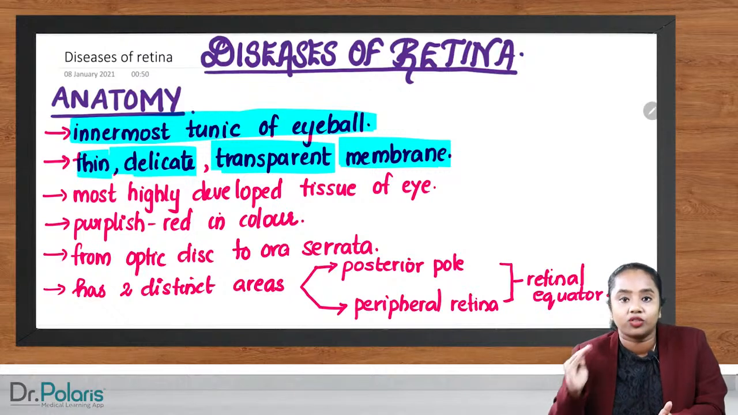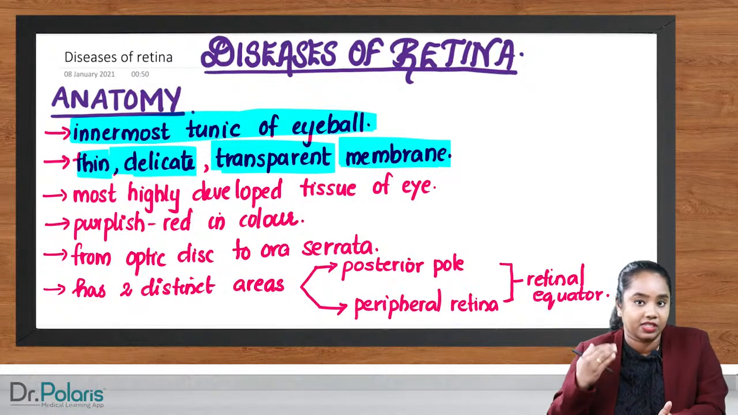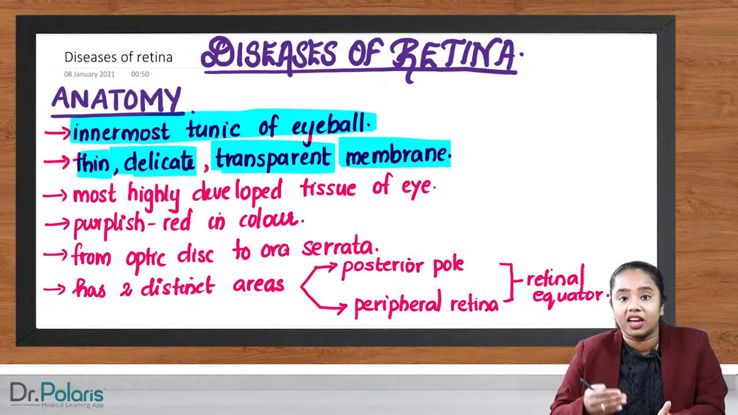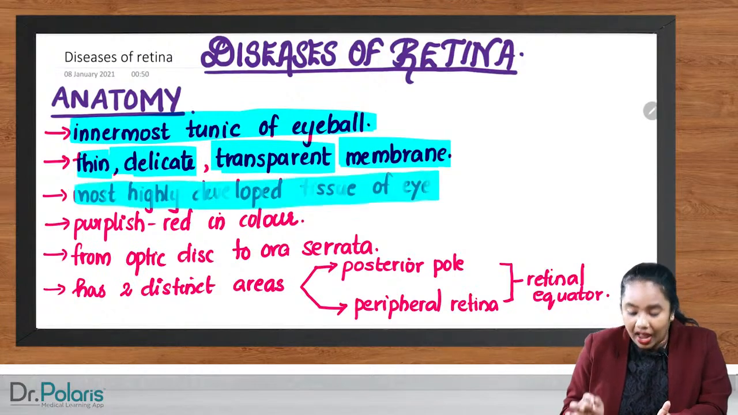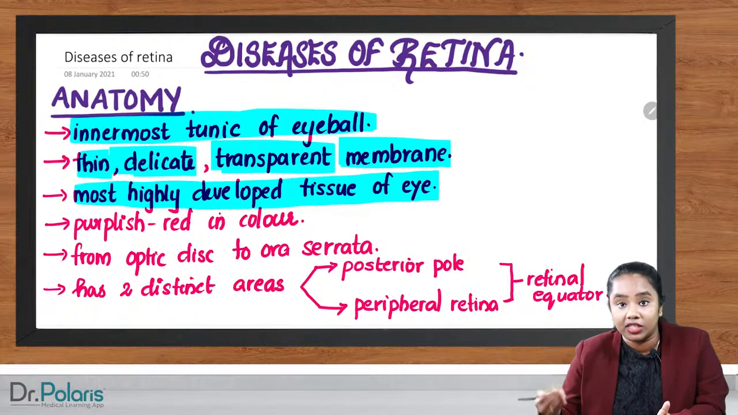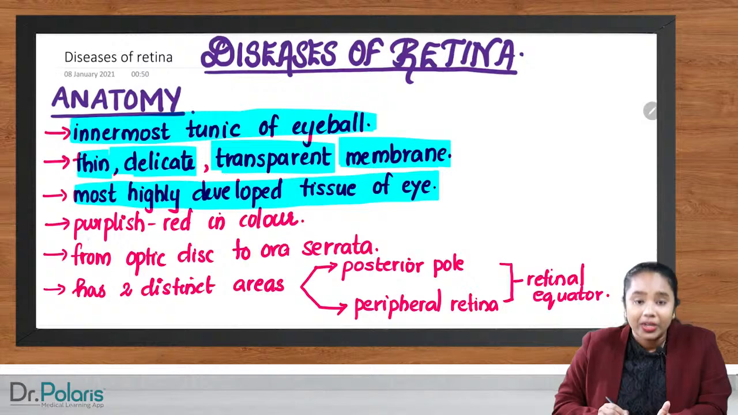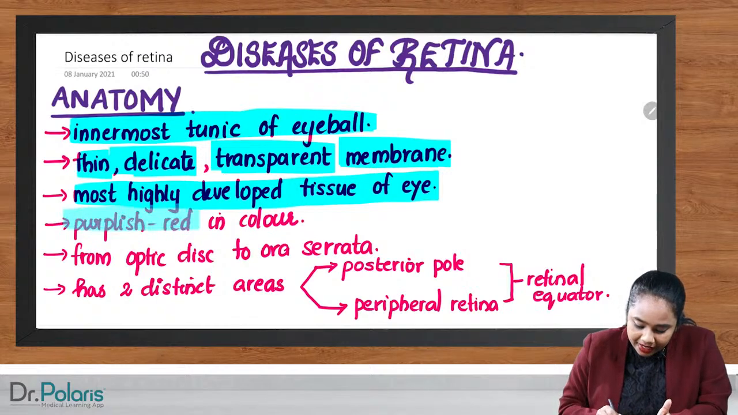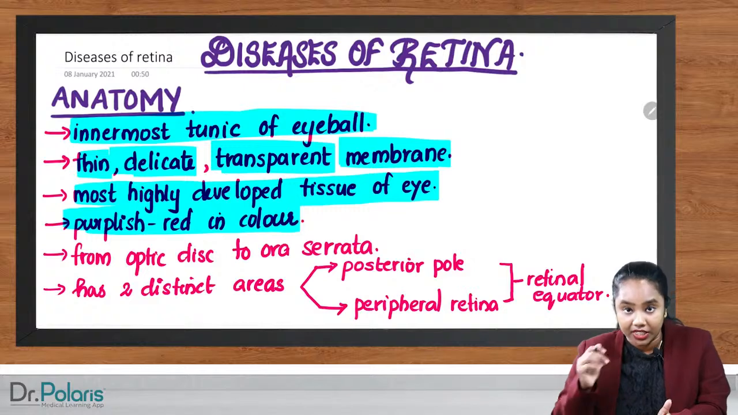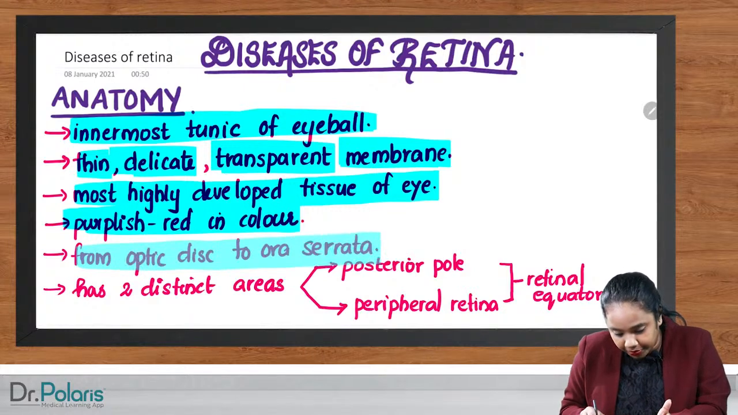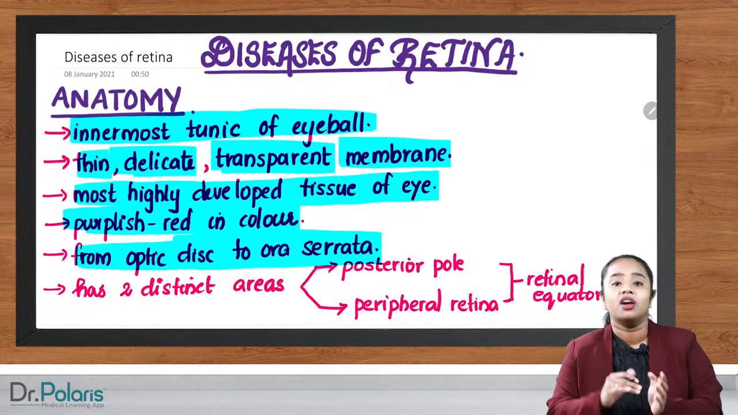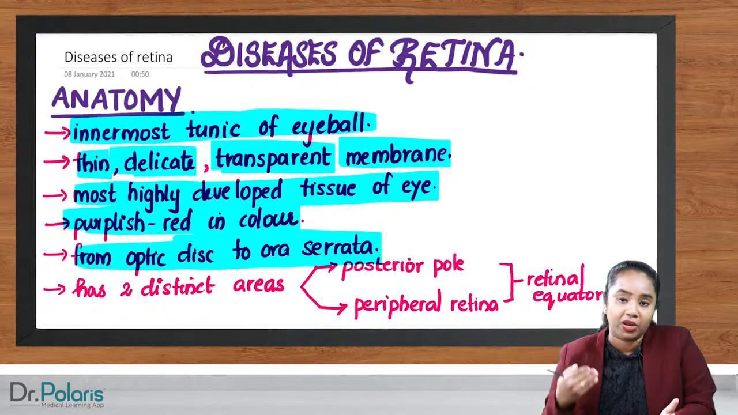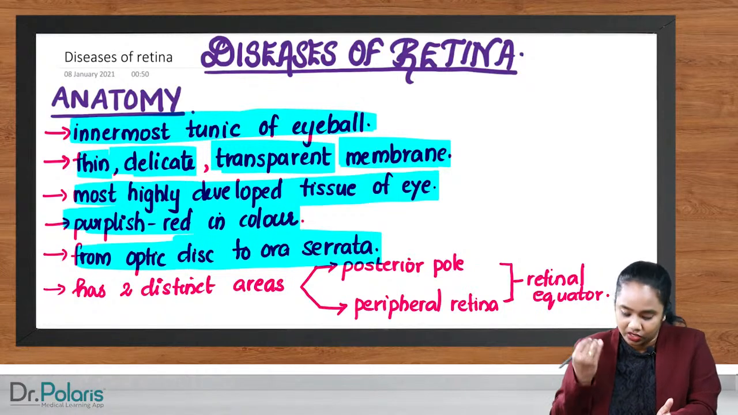Because any light impulses we receive in our eyes are received in the retina, and then from there they go through the optic nerve to the central nervous system. So it is the most highly developed tissue of the eye. You will understand why when I tell you the details of the anatomy of the retina. Normally, it is purplish red in color, and it extends from the optic disc to the ora serrata. That is the extension of the retina: from the optic disc to the ora serrata, a thin transparent membrane which is a highly developed tissue of the eye.